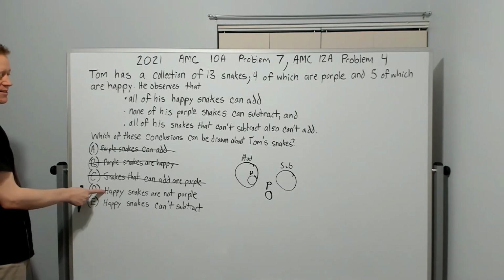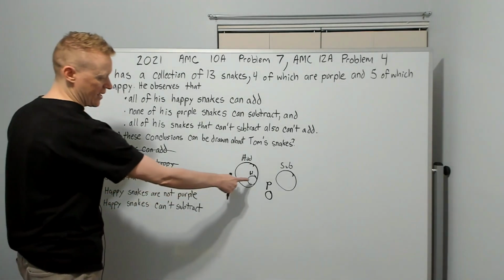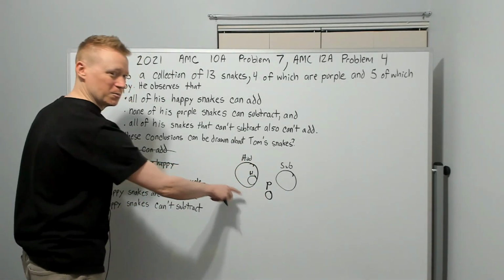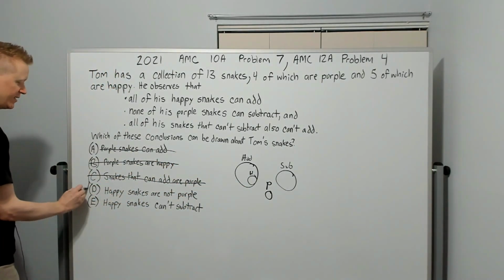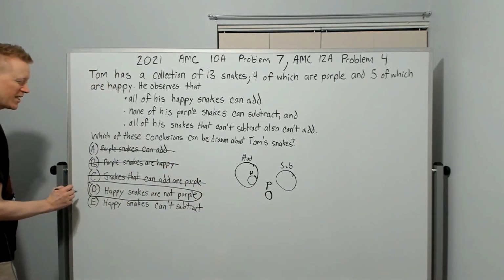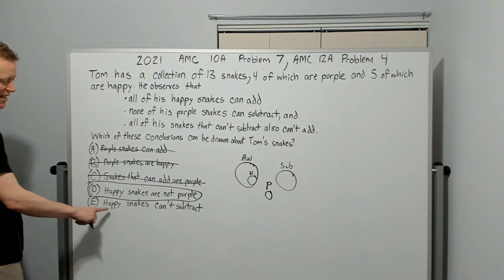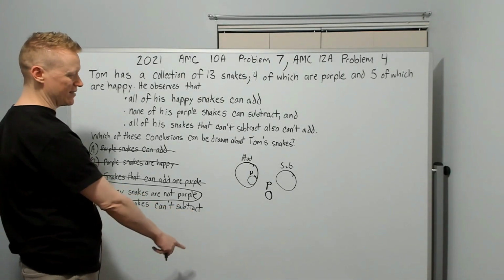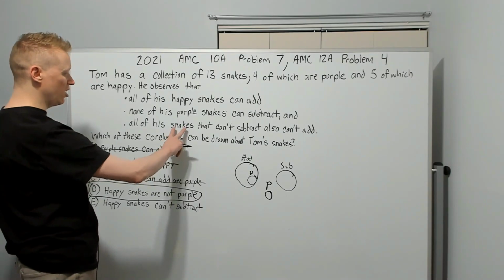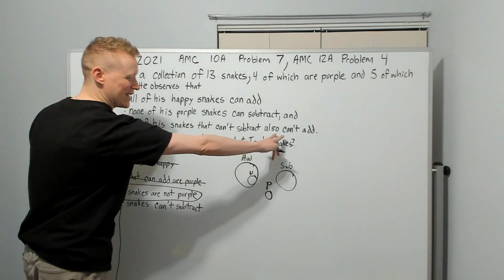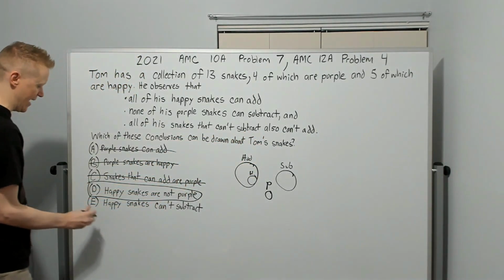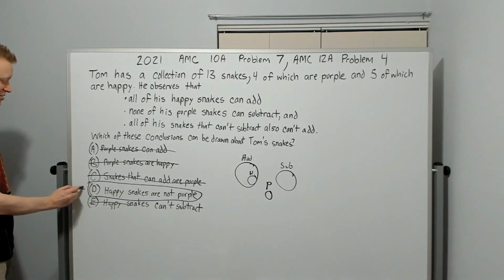So happy snakes are not purple. Happy snakes, all with an add. Purple snakes out there. Looks pretty good to me. It's probably D. Because we're so close to the end, I would probably check the last one. Happy snakes can't subtract. Well, again, all snakes that can't subtract can't add, and happy snakes can add. Definitely not E. Answer choice D.